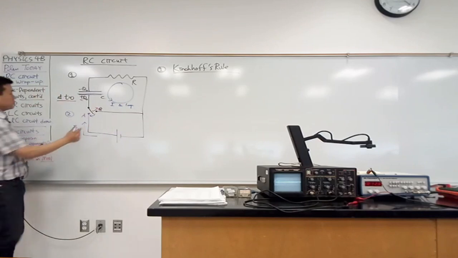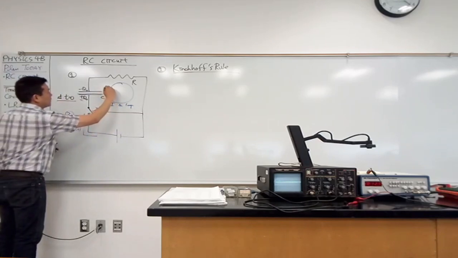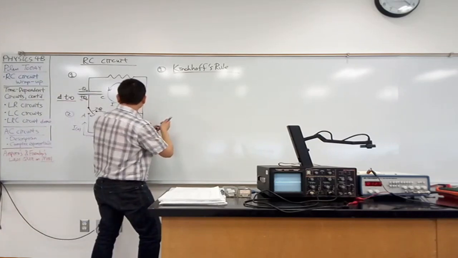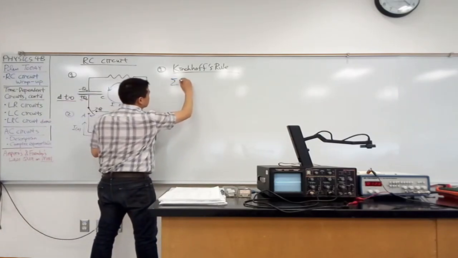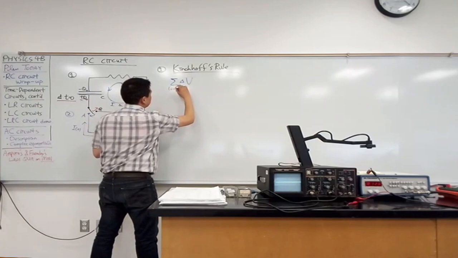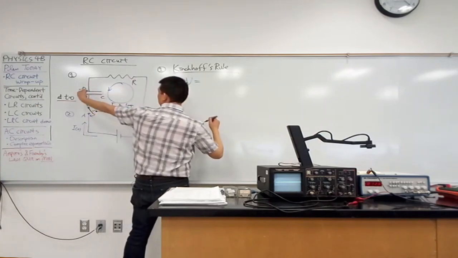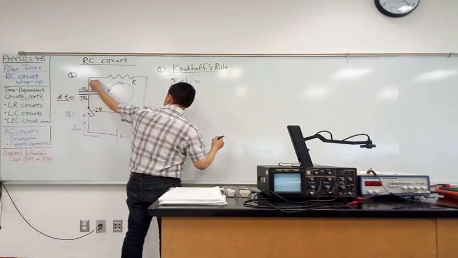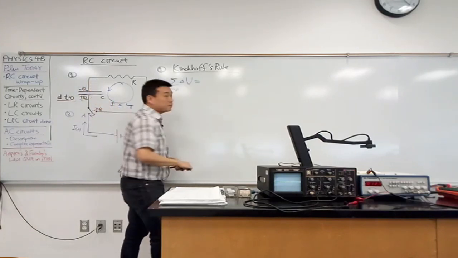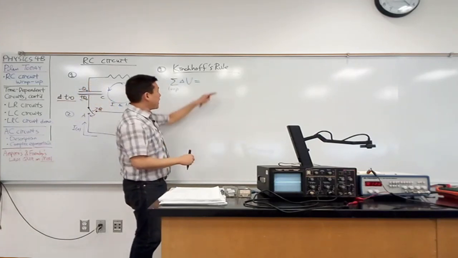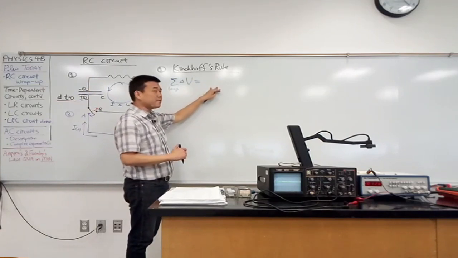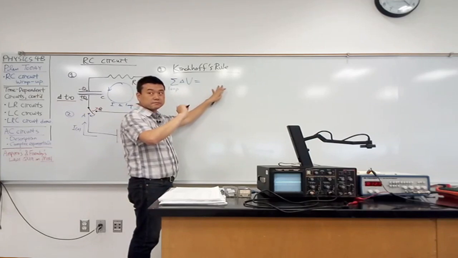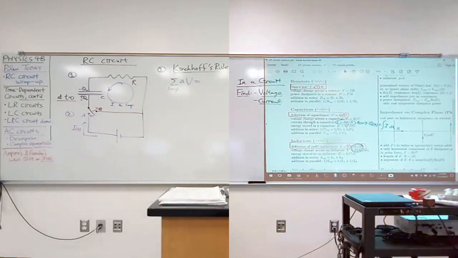So going around this loop, let me start from here. Starting from this position, when I go through the loop, the sum of all the changes of voltage going through the loop is equal to zero. Going from the lower voltage side of the capacitor to the higher voltage side of the capacitor will give me a gain in voltage. Anybody here remember how much voltage? If not, this is the relationship I go back to.